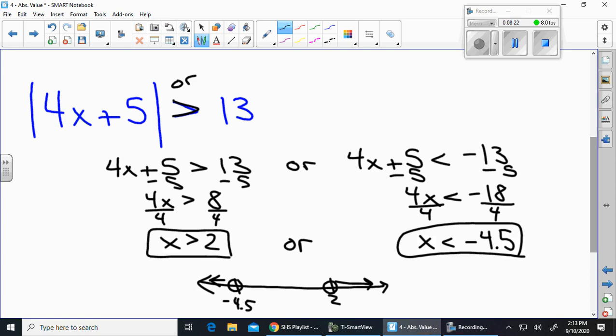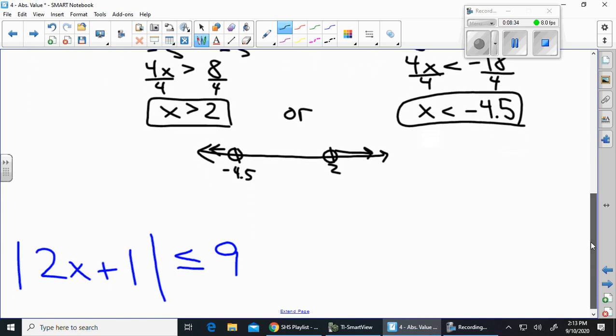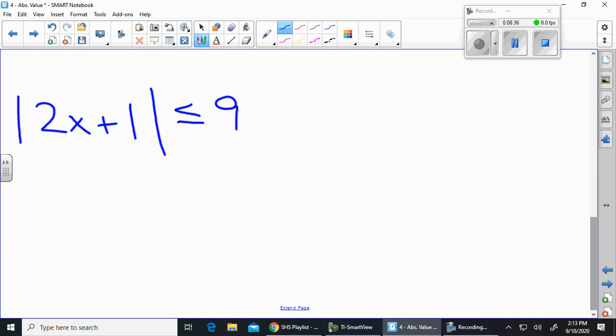And you could check, like I could pick 5. 5 would work. I could pick negative 100 and plug it in. It would work. Remember that there's lots and lots of solutions. So last one, 2x plus 1 is less than or equal to 9. Absolute value is alone. I look and I see the absolute value is less than. Less than is a between.